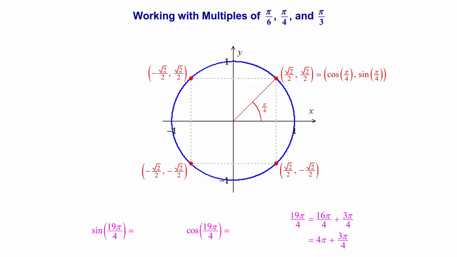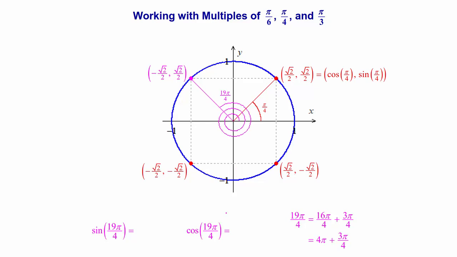It turns out, since 19 pi over 4 equals 16 pi over 4 plus 3 pi over 4, it equals 4 pi plus 3 pi over 4. And we know 4 pi is 2 full revolutions. So 19 pi over 4 is 2 full revolutions plus 3 pi over 4 more. So what we could do is rotate around the circle 1 full revolution and then another full revolution, and then we'll finish off 3 pi over 4. And it turns out that we specify that point in quadrant 2.